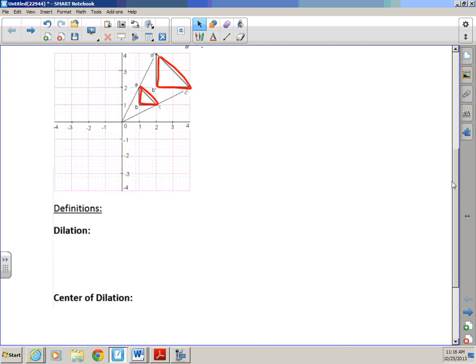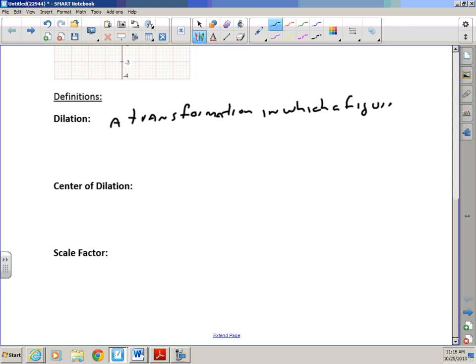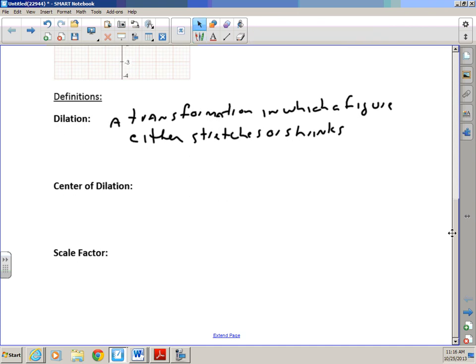If you think about when you have heard the term pupils dilating, and not pupils being students, but your eyes, what that means is that your eyes get either bigger or smaller. Now, let's go through a few definitions. A dilation is a transformation in which a figure either stretches or shrinks. That's what we mean by changing the size.